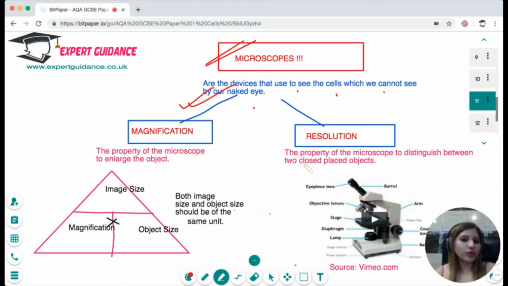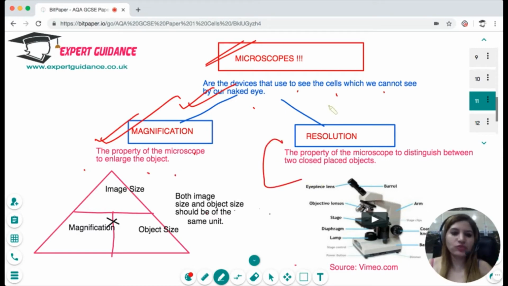And there are two properties of the microscope which are important and you should know the definition of them. First is magnification. Magnification is the property of the microscope to enlarge the object, and resolution is the property of the microscope to distinguish between two closely placed objects. Now, magnification is calculated by the image size over the object size.